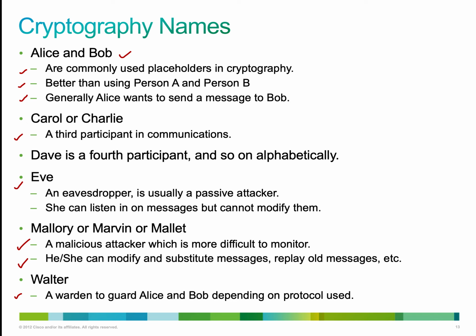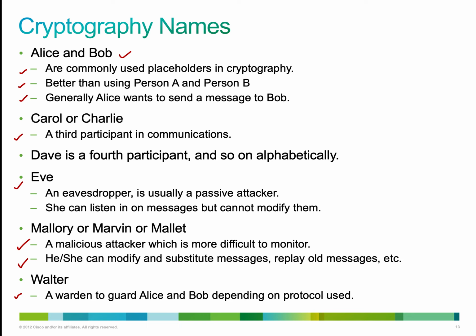Then we use Eve. Eve is an eavesdropper, someone listening in, like an attacker. Mallory or Mallet is used as a malicious attacker. He or she will try to modify and substitute messages, replace old messages, or do a denial of service. It's just a malicious attacker that is more difficult to monitor. That's the name we use for them.